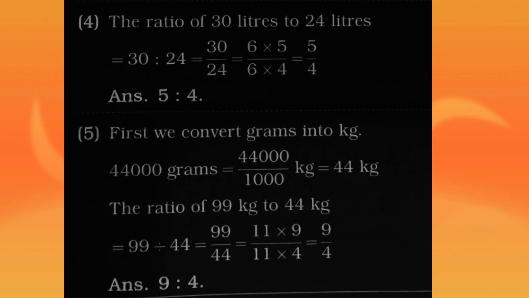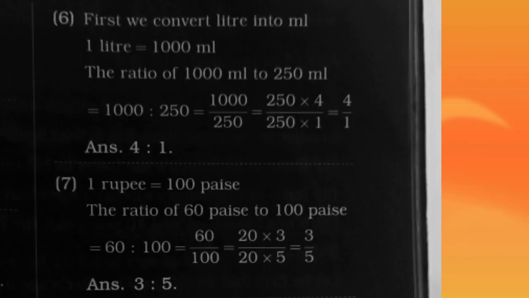Let us see the next question. That is 1 liter and 250 milliliter. So what we'll do here? First we'll convert 1 liter into milliliter, that is 1000 milliliter. Let us divide it by 250. Answer is 4/1. So we can write it as 4:1.